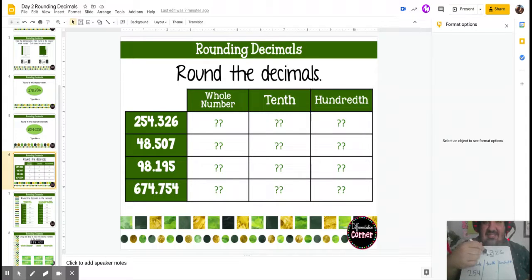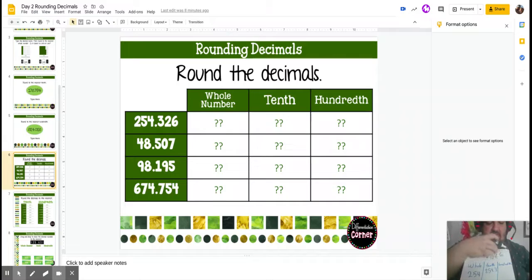So put that 3 in the tenths. I'm going to circle the 2 because it's right next to it. That 2 is not a 5, 6, 7, 8, or 9, so that 2 will keep the 3 the same. So then rounded to the nearest tenth would be 254 and 3 tenths.